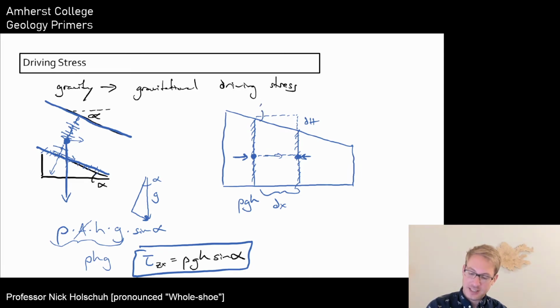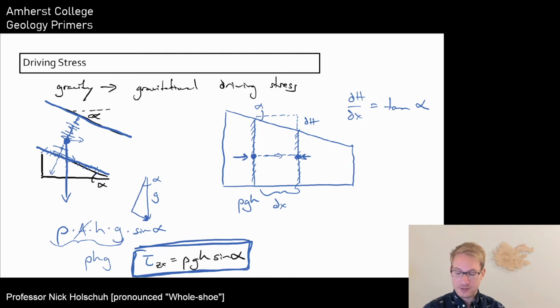Turns out dh/dx is also tangent of alpha, where alpha is the surface slope. And when we're dealing with really small surface slopes, tangent alpha, sine alpha, and alpha all look quite similar. So that leads us to this general relationship. The driving stress is rho g h sine alpha.